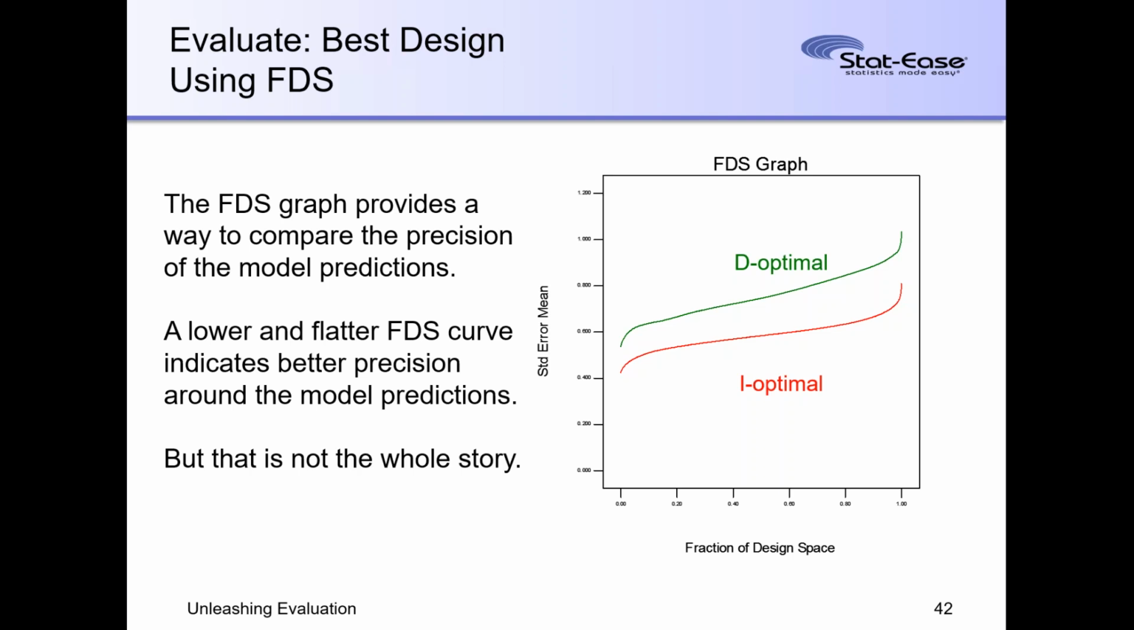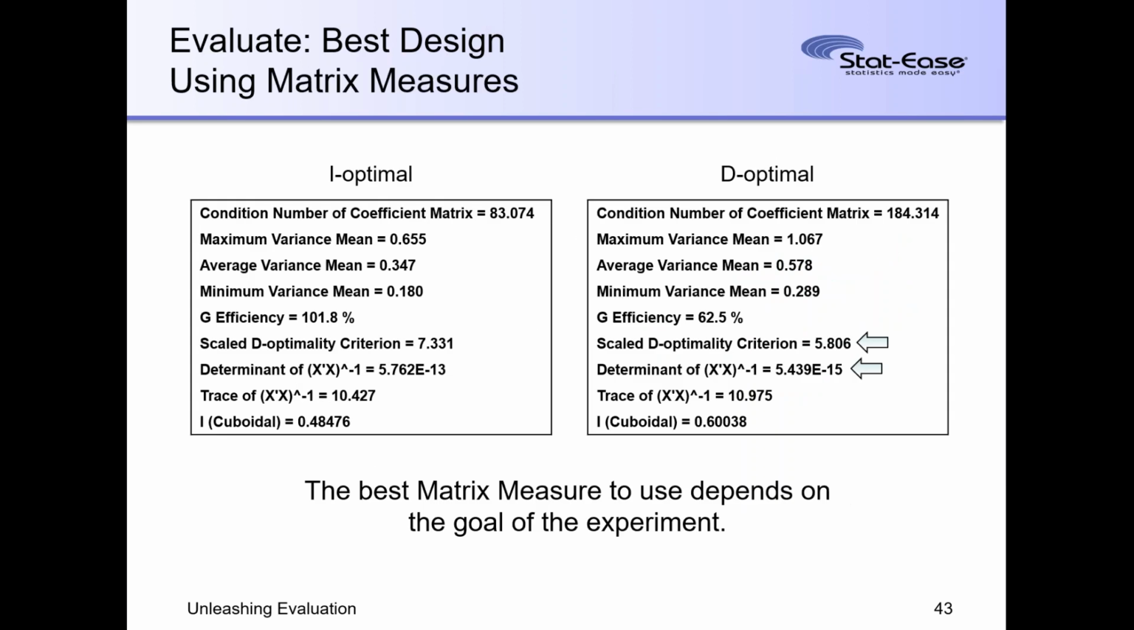If you look at the fractional design space for these two, as I stated, the I-optimal design's goal organizes and picks runs that lower and flatten that fractional design space curve. The D-optimal design doesn't care. It cares a little, but that's not the whole story on the fractional design space curve. That's what the matrix measures are for.